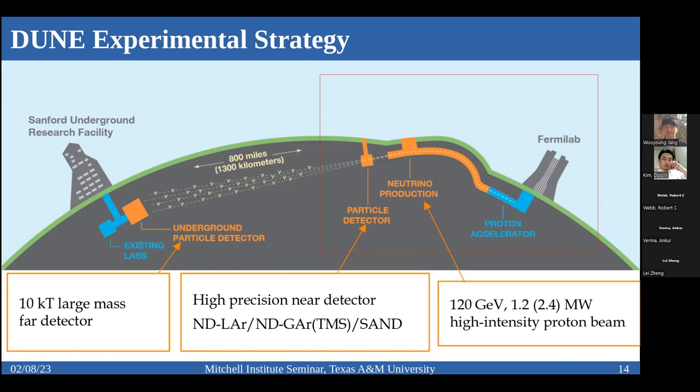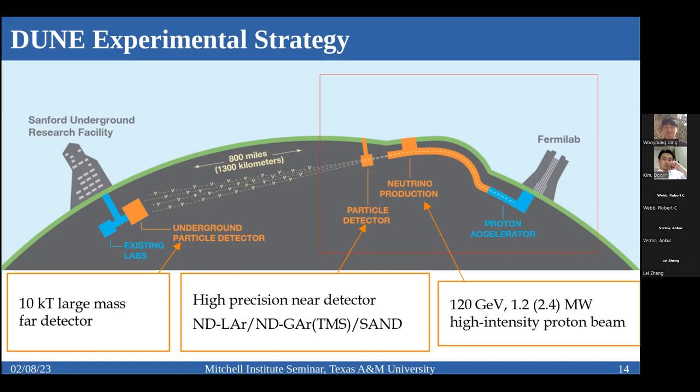In order to reduce the systematic uncertainty of the experiment, we need a high precision detector for both near and far detectors. We have a liquid argon detector and a gaseous argon detector, which is a temporary gaseous argon detector in the fully upgraded concept. And also we have a SAND detector there, and a large volume fine detector, the delta. What we are interested in this presentation is the near detector part.